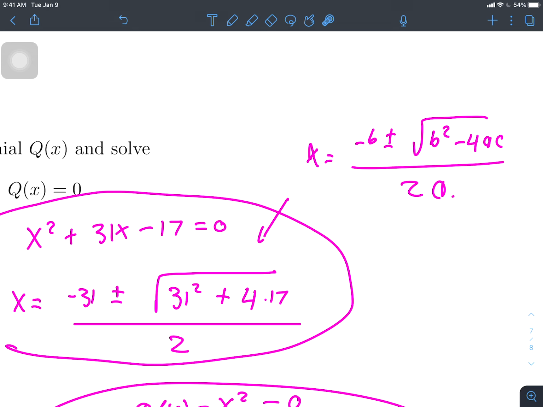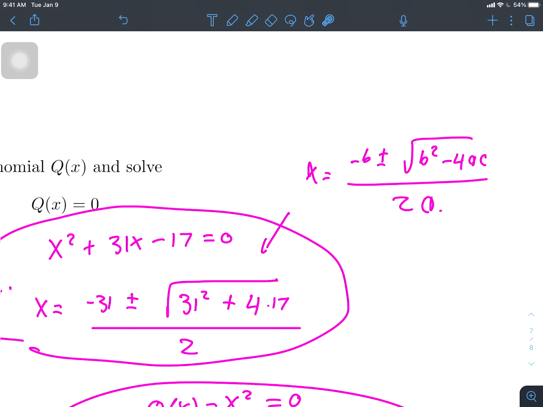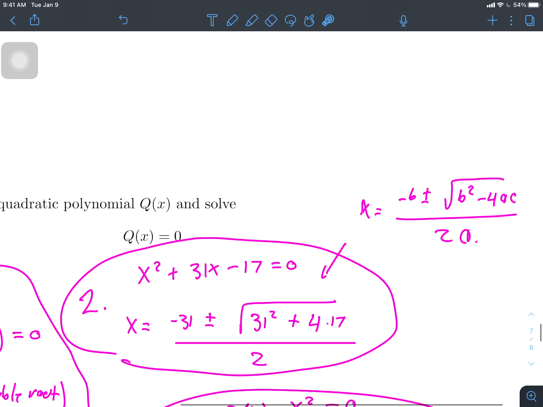So I get negative b, that's negative 31, plus or minus the square root of 31 squared. Now this was a minus 4ac, but since the 17 is negative, it's a double negative, so I get minus a negative, that means plus. So I get plus 4 times 1 times 17, right, because a is 1, so 4 times 1 times 17. And then 2a in the bottom, it's just 2. So that's using the quadratic formula.